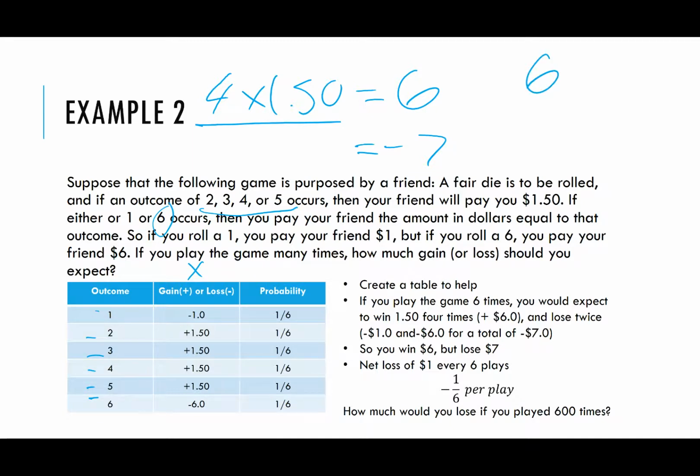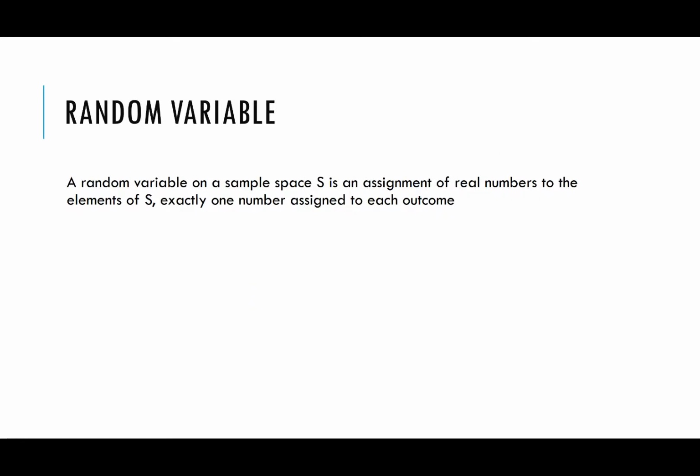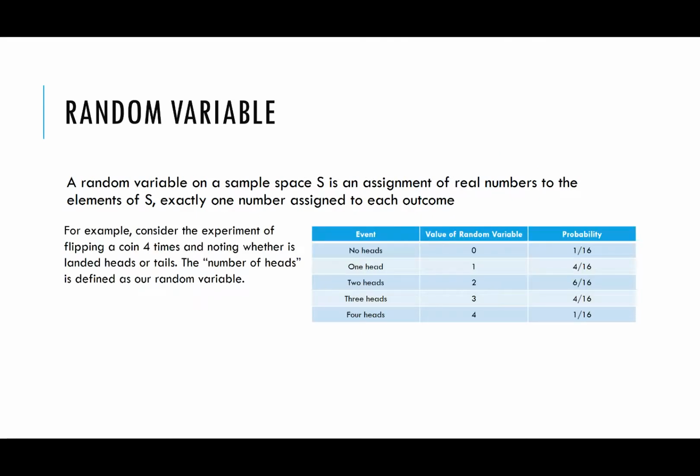So if you play 600 times, remember, you're averaging to lose $1 every 6 times. So if you play 600 times, you would lose $100, because 600 divided by 6 is 100. So you'd lose $100 if you played the game 600 times.